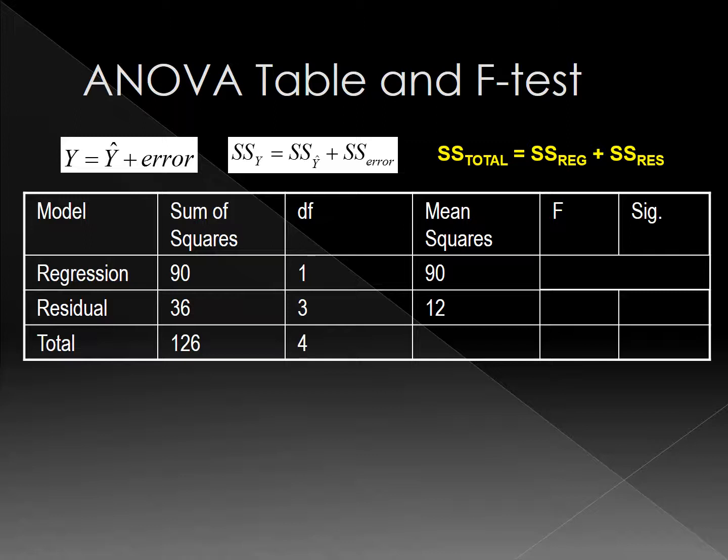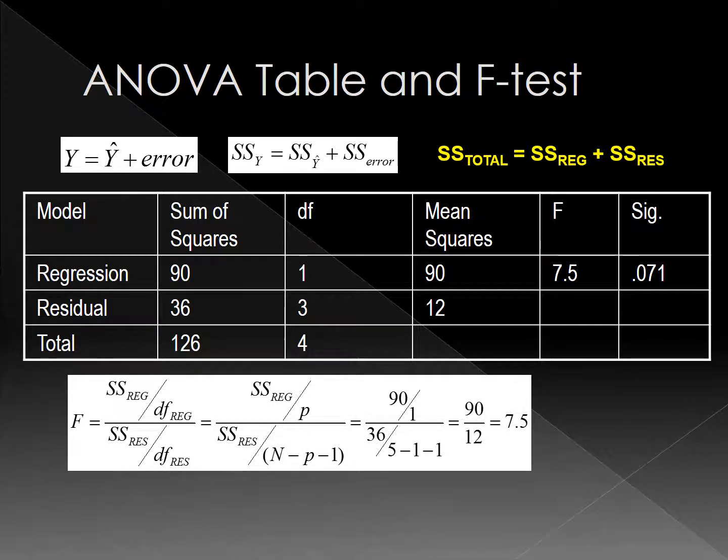F-test is simply the mean square of regression divided by mean square of residual. So 90 divided by 12 is 7.5. F-test tells people if X explains a significant amount of variance in Y. In other words, it tells if X is a significant predictor of Y.